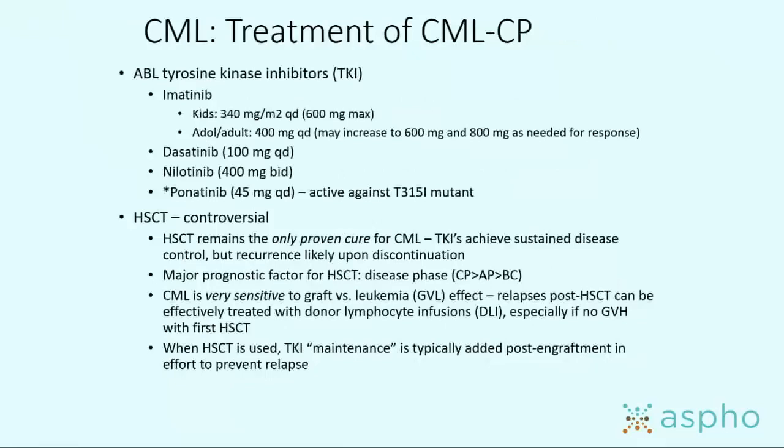Okay, so the kinase inhibitors. I'm not going to go into details here. You know about imatinib, dasatinib, nilotinib. All of these are now FDA approved and available. Ponatinib is not yet FDA approved for children. This is the main one that has been shown to be active against the T315I resistance mutation of the ABL kinase.